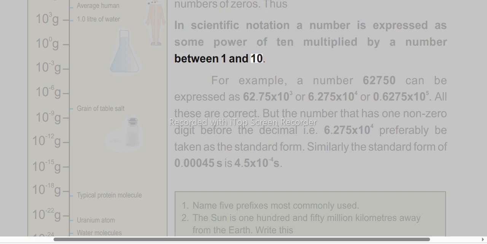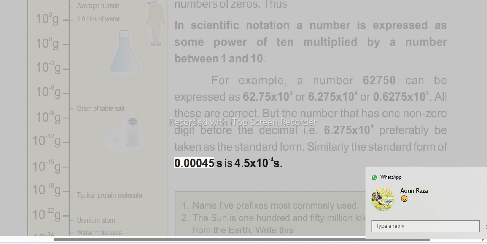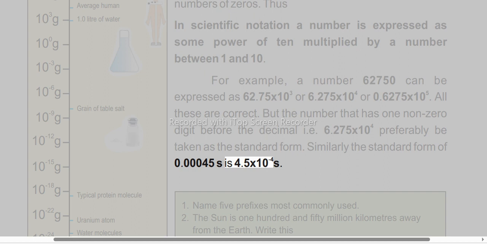Thus, in scientific notation a number is expressed as some power of 10 multiplied by a number between 1 and 10. For example, a number 62750 can be expressed as 62.75 times 10 to the power 3, or 6.275 times 10 to the power 4, or 0.6275 times 10 to the power 5. All these are correct. But the number that has one non-zero digit before the decimal, i.e. 6.275 times 10 to the power 4, is preferably taken as the standard form. Similarly, the standard form of 0.00045 s is 4.5 times 10 to the power -4 s.